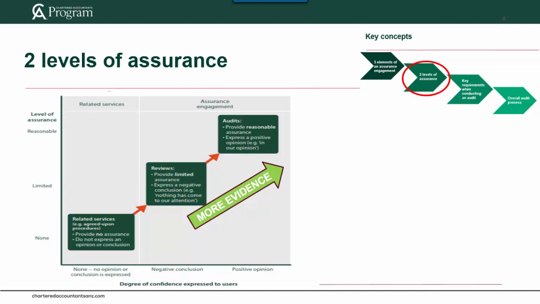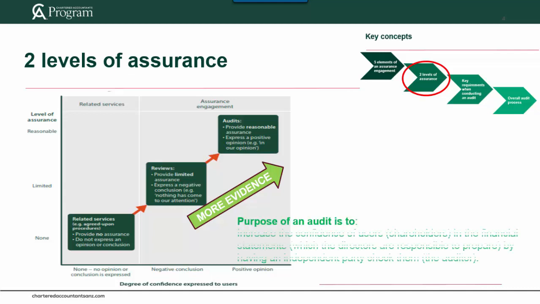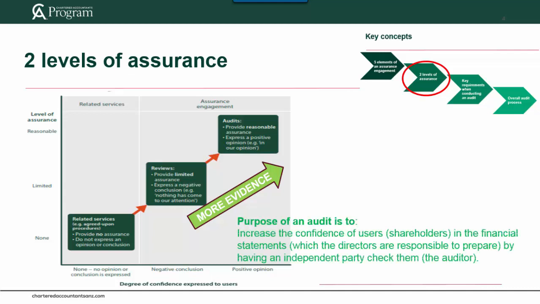So you can see from the diagram that an audit would require more work and the need to gather more evidence than a review. Now remember the overall purpose of an audit. So the more confidence the users expect from the financial statements, the higher the level of assurance that will be required and therefore more audit work required. This level of confidence is also reflected in the form and wording of the assurance practitioner's report.